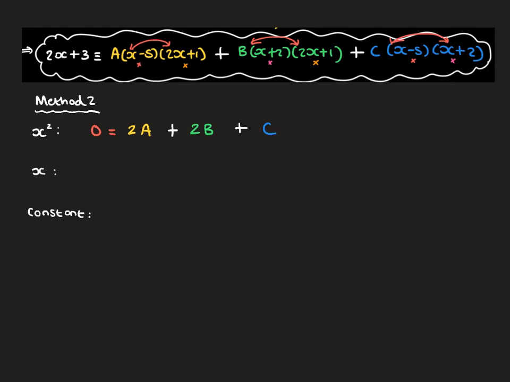If we compare coefficients of x, we have 2x on the left-hand side, and we will end up with negative 9A here, plus 5B here, and then subtract 3C over there, and then the constant term is usually very easy to work out. We've got 3 on the left-hand side. On the right-hand side, we've got minus 5A plus 2B and minus 10C at the end there.